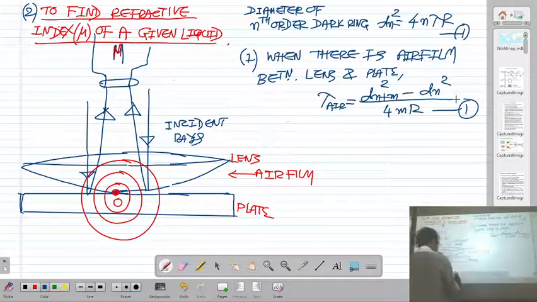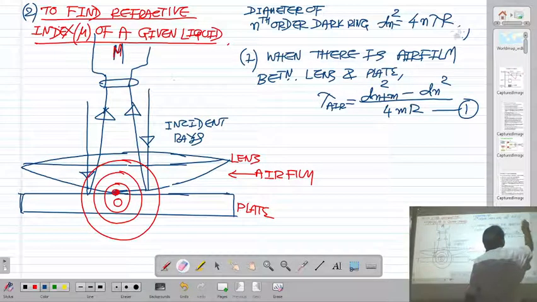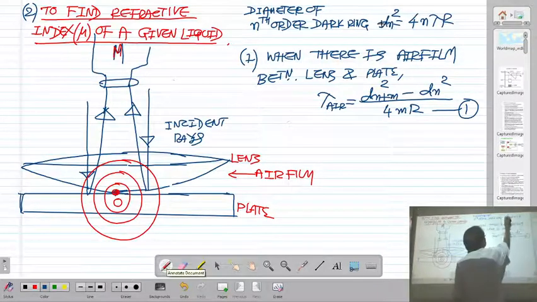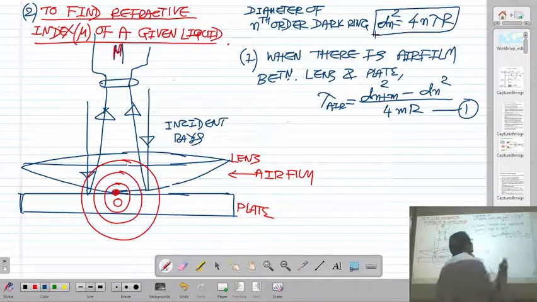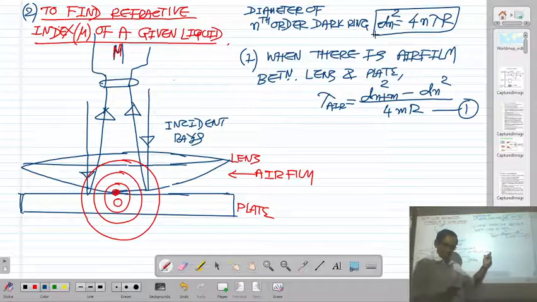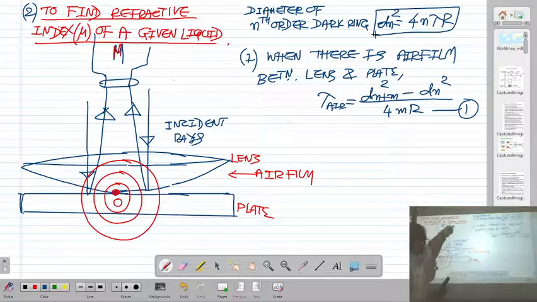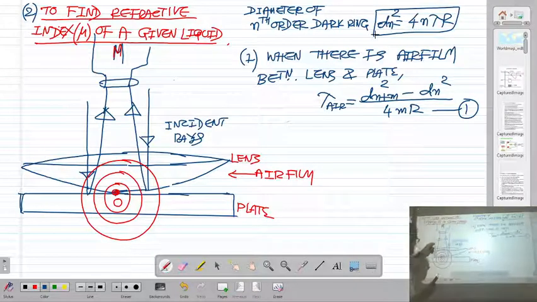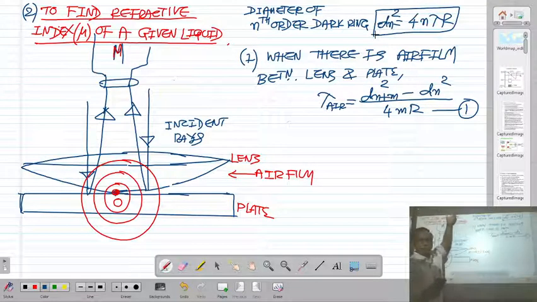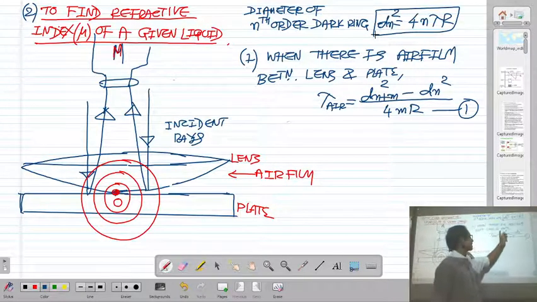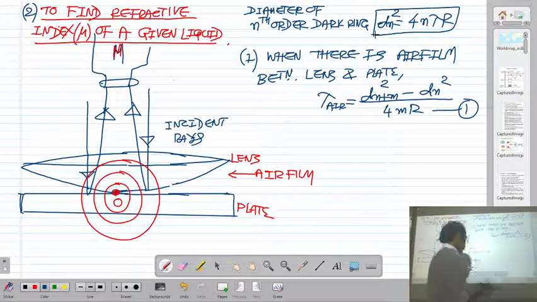So this equation we have already derived. This is just a revision. When there is an air film formed between the lower surface of the lens and upper surface of the plate, one ray is reflected from the upper surface of the air film, the second ray is reflected from the lower surface of the air film. They superpose and produce interference, giving Newton's rings, and the wavelength of unknown light lambda is determined with the equation (Dn+m square minus Dn square) upon 4mR.